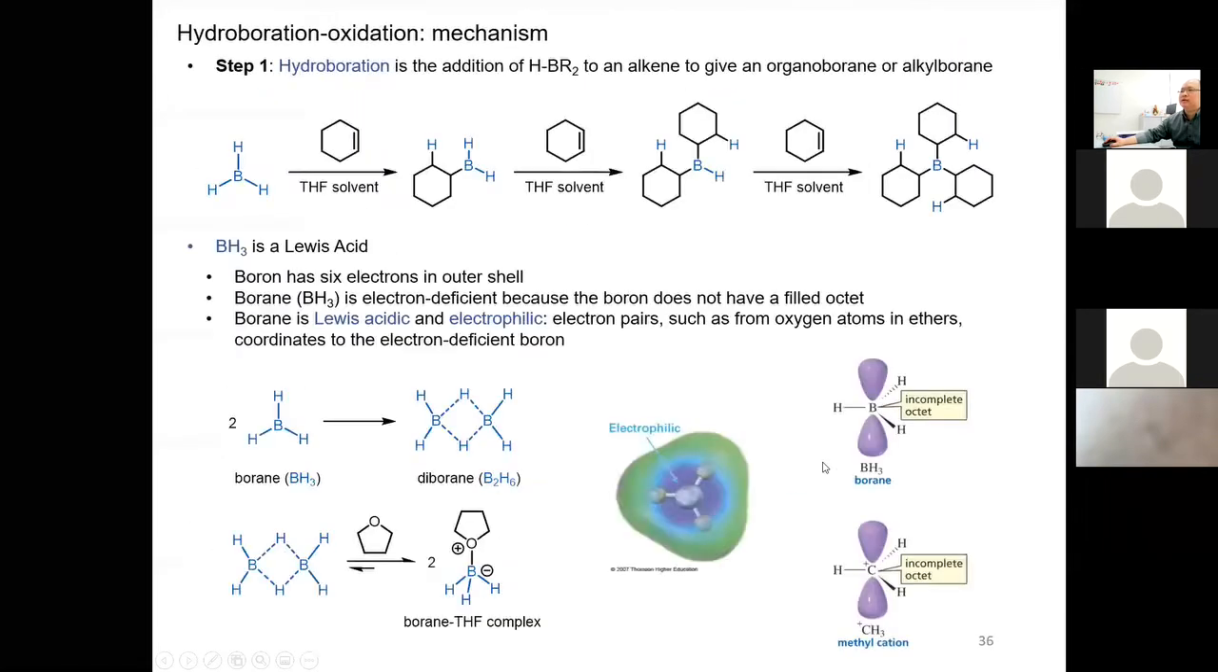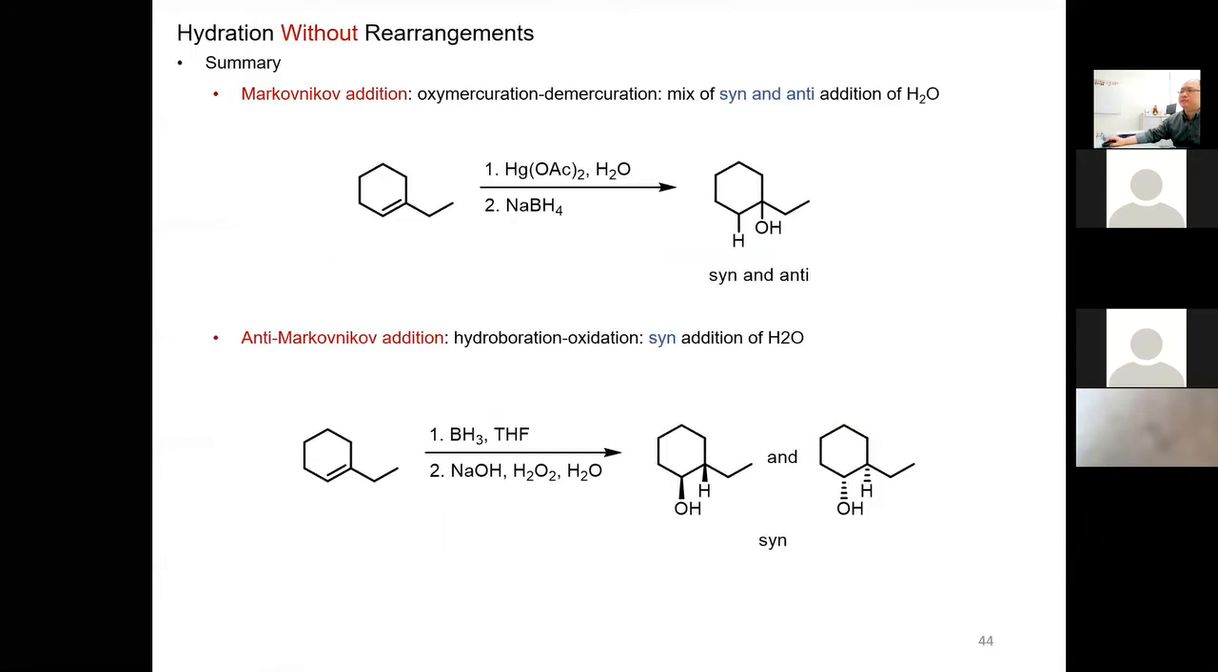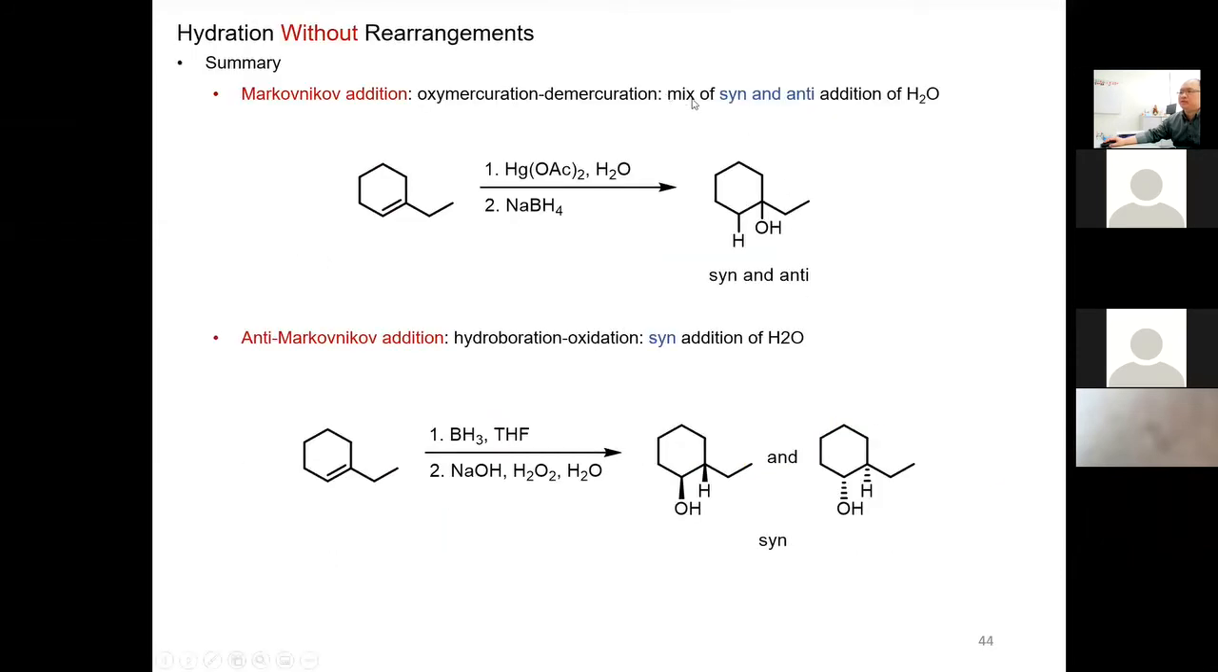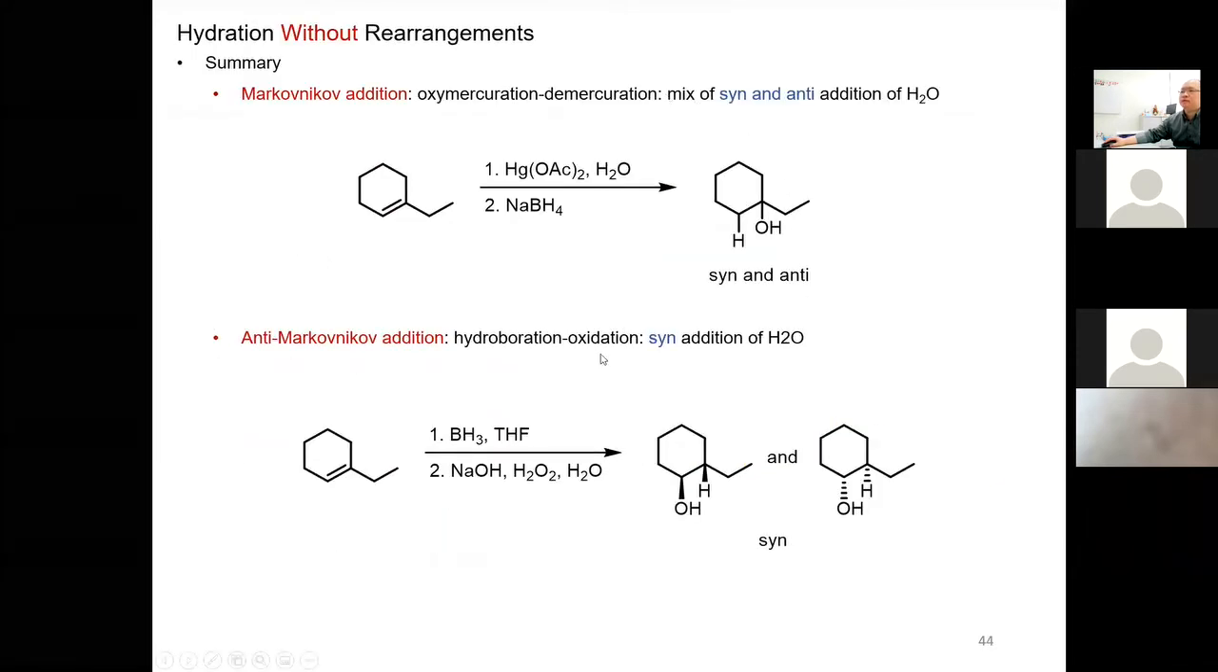So for the mercury reactions, it can be syn and anti-addition. It's a mixture. But for the hydroboration oxidation, it is syn. Okay, because the oxidation step doesn't destroy the stereochemistry of the hydroboration step. All right, so these are both syn.